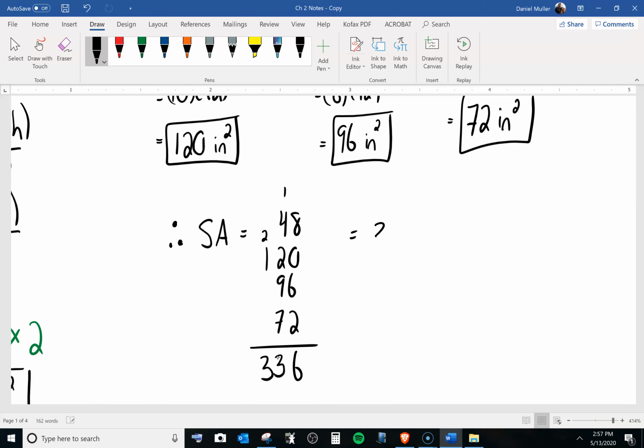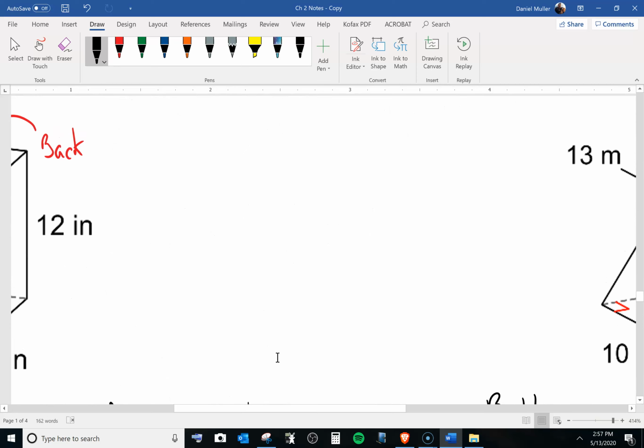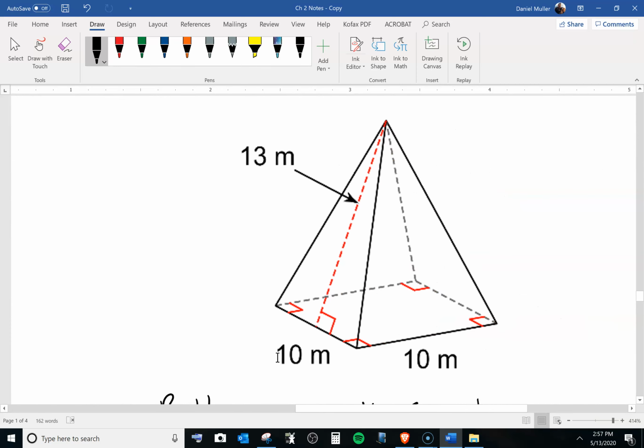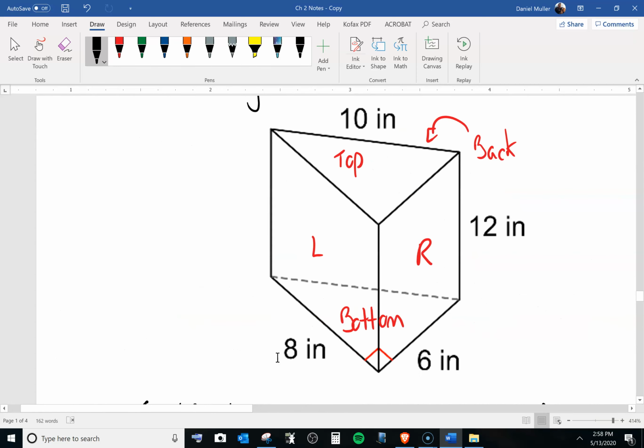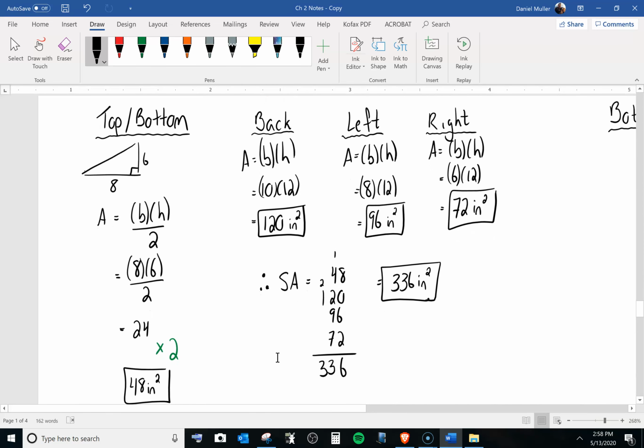So it equals 336 inches squared. So that is our surface area. So what do we got next? Our next one. Actually, I'll just zoom this out a little bit here in case you need to copy something down.